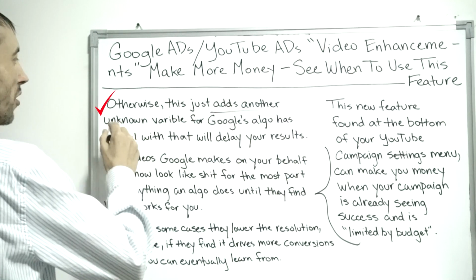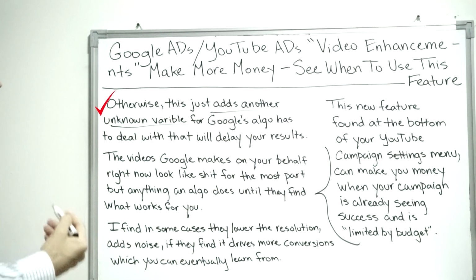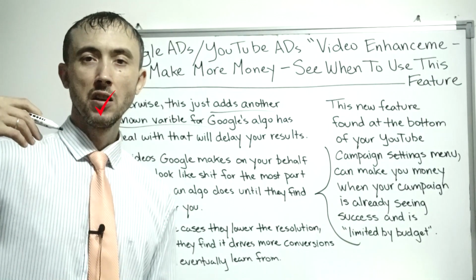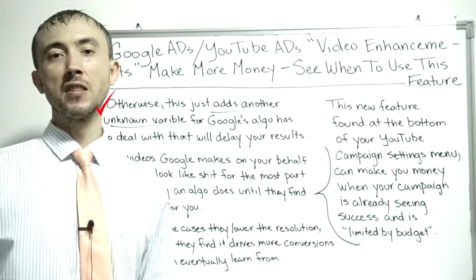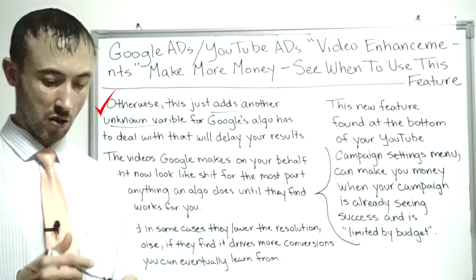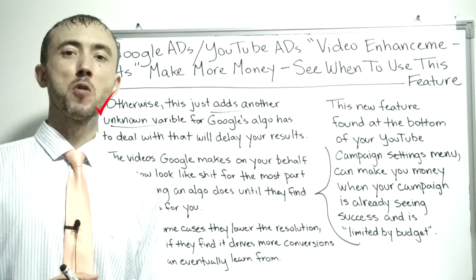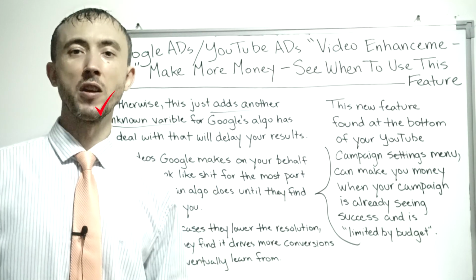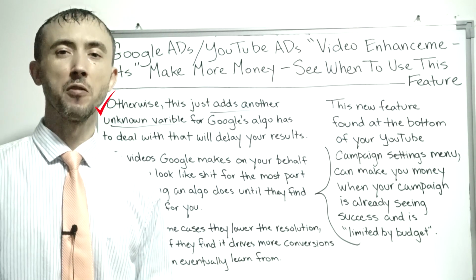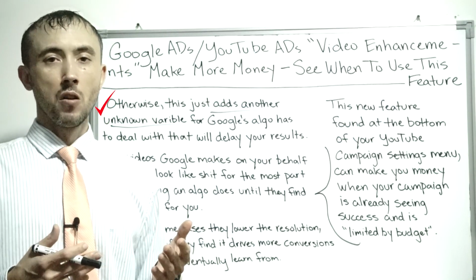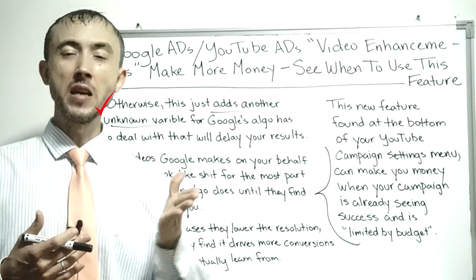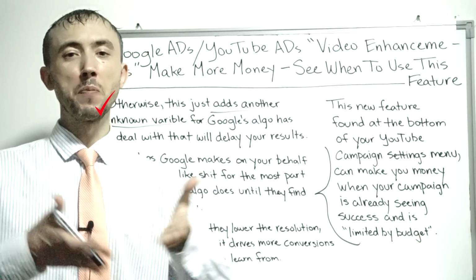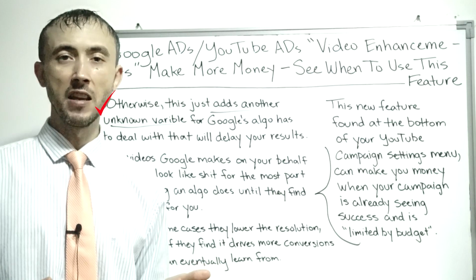this just adds another unknown variable to Google's algorithm that drives what places the ad shows, because ultimately Google is trying to find you more results. If your campaign's limited by budget, they've got a good groove on what you have already. That's a sign of that already. So basically, they already kind of know what people they should put your video ad in front of.